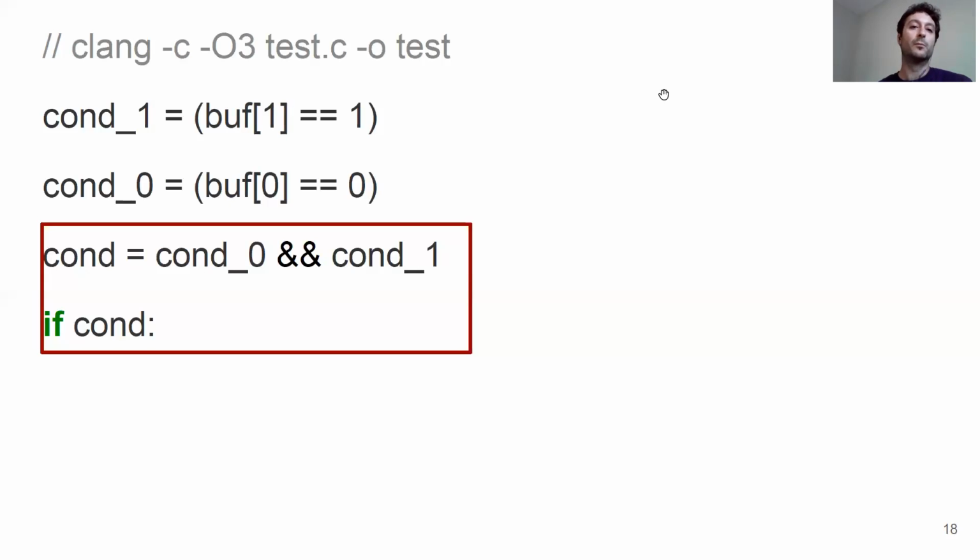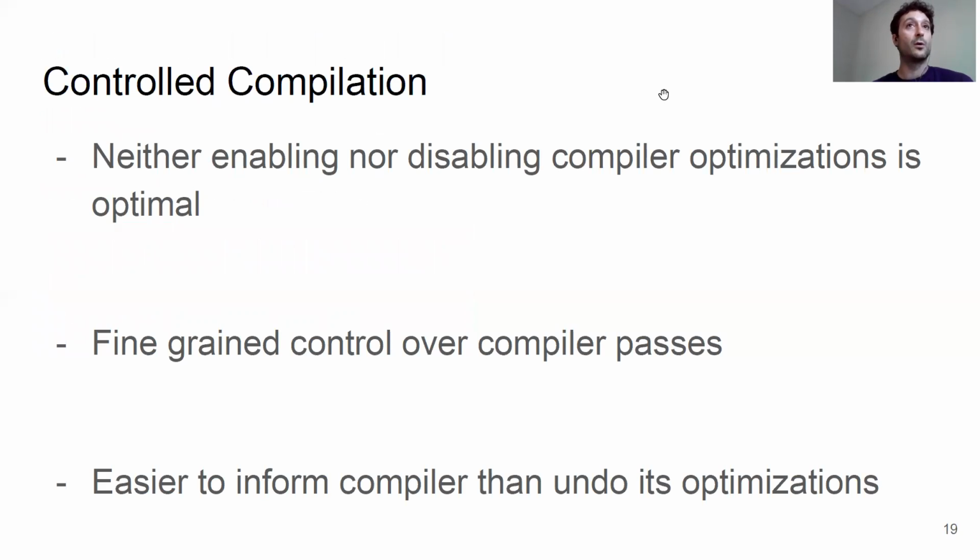So how do we get around this problem? Well, we could just simply disable optimization altogether. And we show in the paper that actually disabling optimization also has side effects that harm fuzzing. This is where the idea of control compilation comes from. The idea is that neither disabling optimization nor enabling them is optimal, and what we really need is fine-grained control over which optimization passes are performed by the compiler. And we believe this is easier than trying to de-optimize some of the optimizations that the compiler has performed. I encourage you to read the paper to have more detail about this.